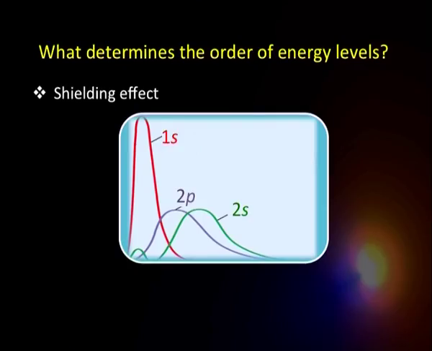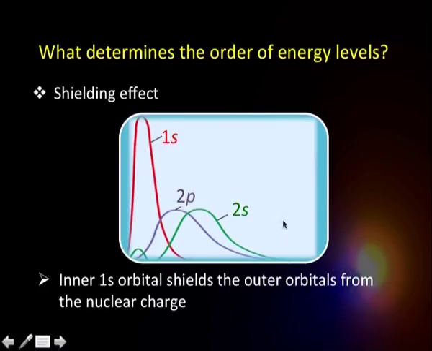As a consequence of the shielding effect, as I just mentioned, the 1s orbitals shield the outside electrons. This is one factor which determines the order of energy levels. So the kind of shielding offered by the inner electrons is going to determine the energy of the outer electrons. The second, more important effect is called the penetration effect.